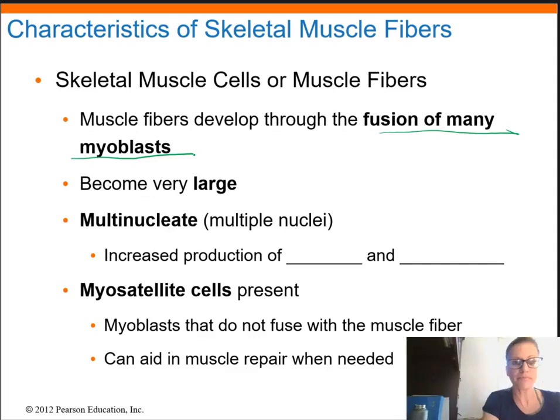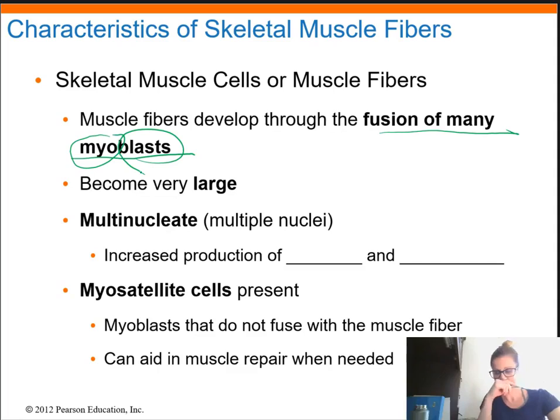I just told you guys myo means muscle. And think back to the skeletal system that we just did. What did I tell you that blast means? I told you a blast is a baby cell. Osteoblasts were the immature bone cells. Well, myoblasts are the immature muscle cells. These are baby muscle cells, if you will.